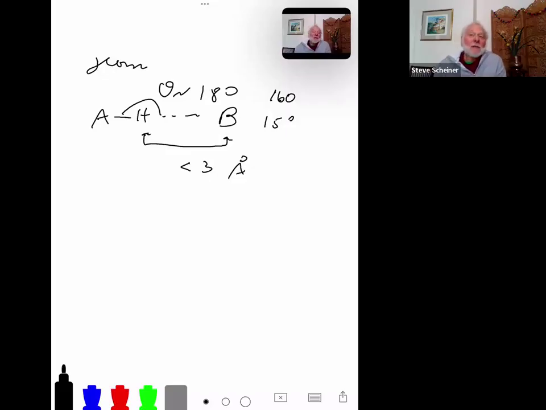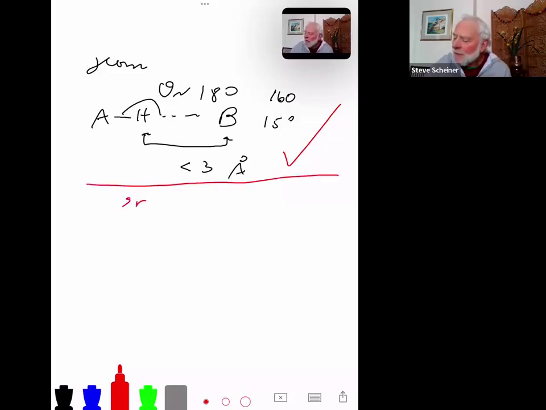Crystallographers, that's how they make their living. They get these geometries, and if they see these conditions are met, they'll typically check it off. Yes, that's a hydrogen bond. But there are other ways of finding that. The other means is typically under the heading of spectroscopy.